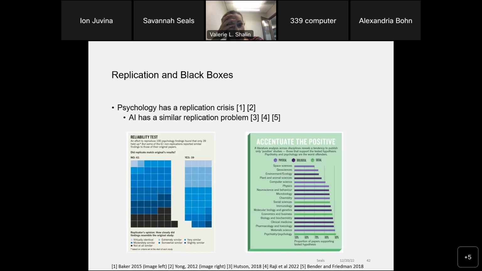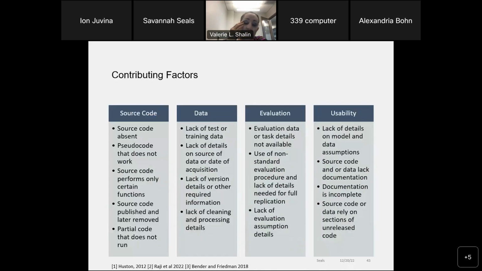AI has a similar replication problem, and it has different factors for why things are not reproducible. Some of these: we don't have any source code at all. The authors provided fake code that doesn't work. The authors provided code that only does some of the things discussed in the paper. So we have a paper that talks about 10 things, but we only give you code for one of them. We published all the source code, but removed it 2 weeks later. We published partial code that does not run.